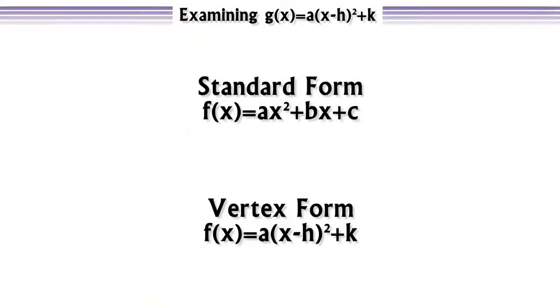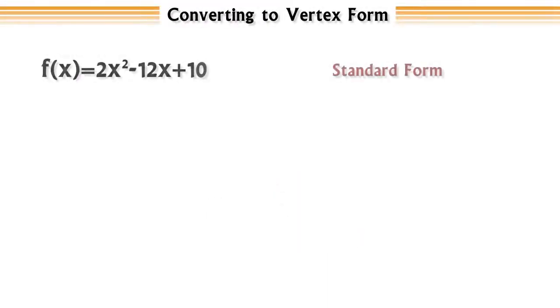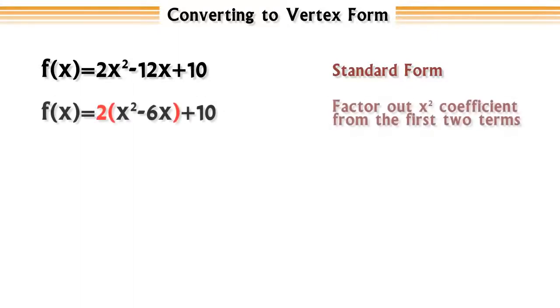This is great when we're asked to graph a quadratic function in vertex form, but what if our function's in standard form? It turns out that in a few quick steps, every quadratic function can be converted to vertex form. Given a quadratic function in standard form, we want to convert it to vertex form by a process called completing the square. First, we factor the coefficient of the x² term out of the first two terms.